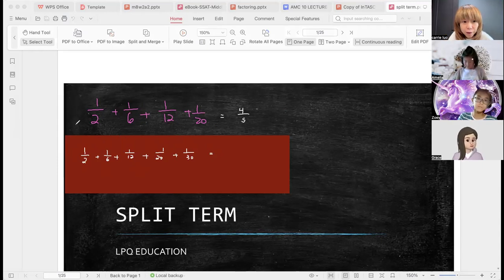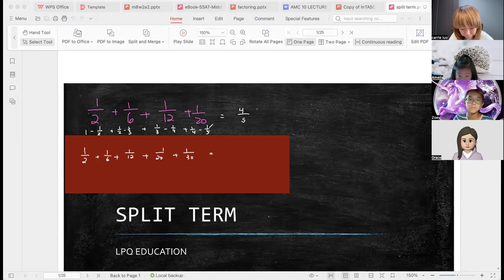Grace, think about it. We split this one. We split 1 over 2 equals 1 minus a half, right? And plus 1 over 2 minus 1 over 3, because 1 over 2 minus 1 over 3 equals 1 over 6, right? And plus 1 over 3 minus 1 over 4. And plus 1 over 4 minus 1 over 5.